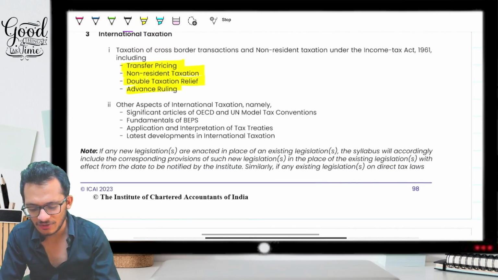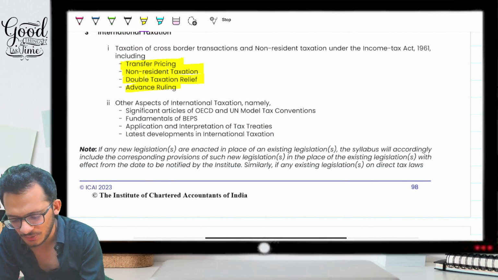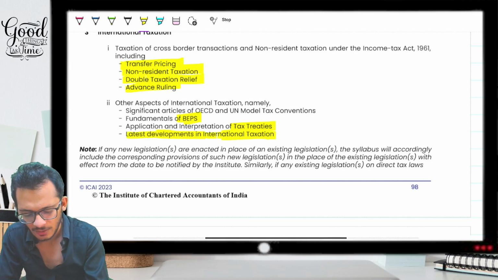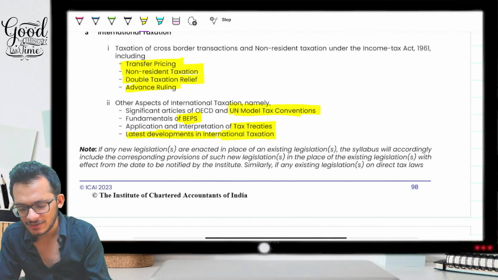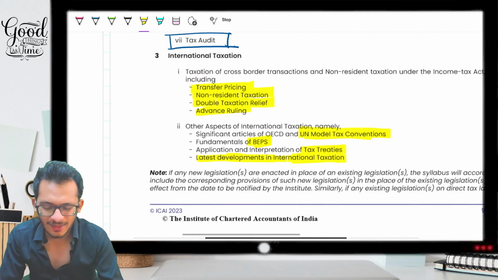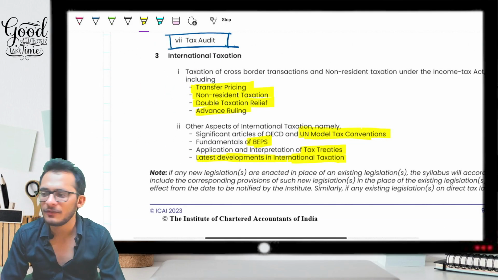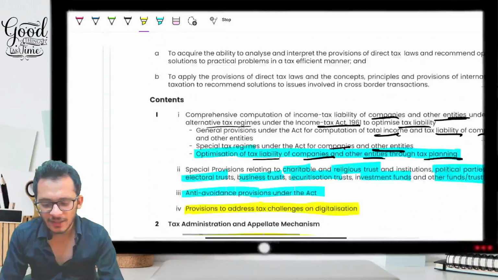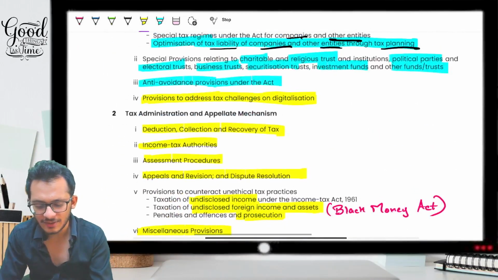Now is it there in the new syllabus? Yes, you still have it in your new syllabus. Fundamentals of BEPS, tax treaties, and latest developments in international taxation is what you have. UN model conventions is here. I'm not sure, equalization levy is not separately clarified, but if you ask me, it's a part of non-resident taxation, which means it should be either here, or equalization levy will be covered in your digitalization.